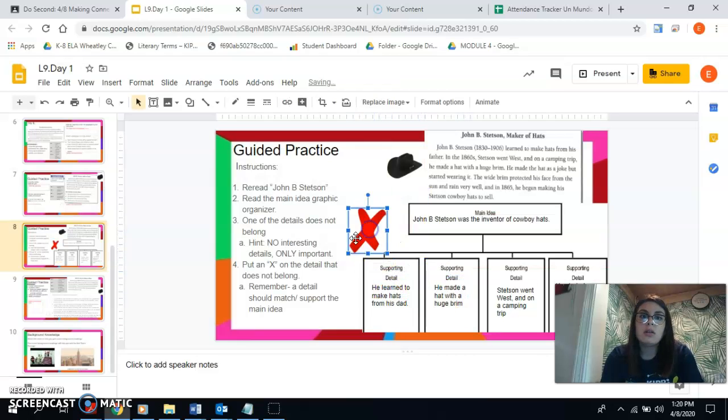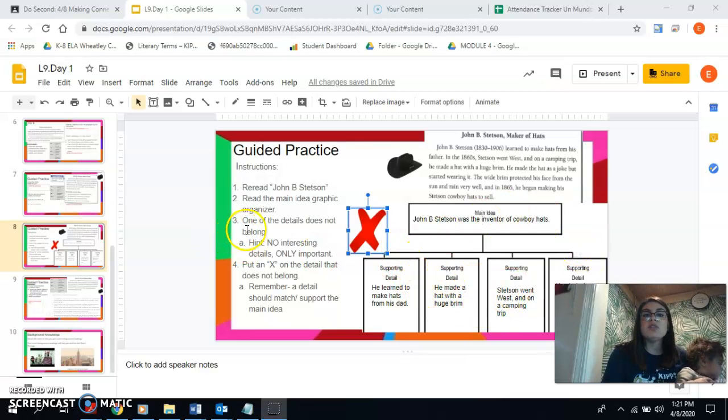interesting detail. So let me go over those instructions one more time because I'm pretty sure you could hear this little dude screaming and yelling. So 1 says reread John B. Stinson. So read this again. Yes. Step 2, read the main idea graphic organizer. So I just want you to read this, all of it, okay?